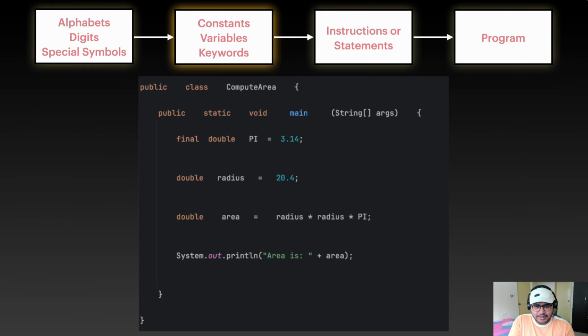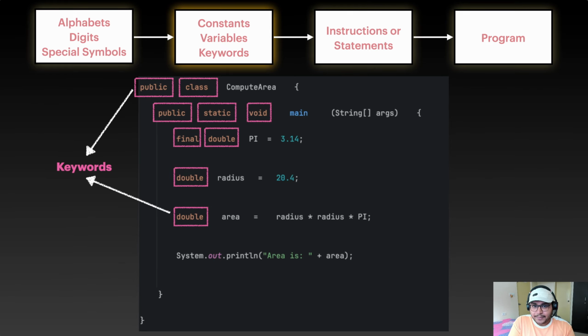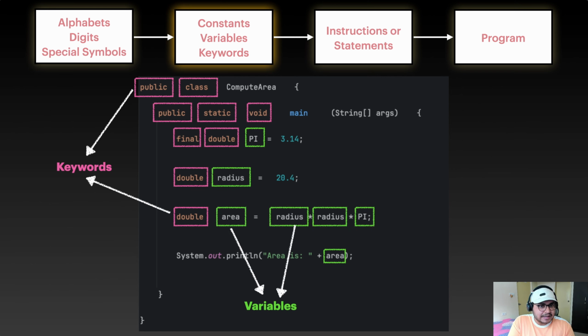A typical Java program is fundamentally composed of a variety of characters, including English alphabets, digits, square brackets, semicolons, and special symbols. These characters, when combined, form words such as keywords like public, class, static, final, double, variables like pi, radius, and area, and constants like 3.14 and 20.4.